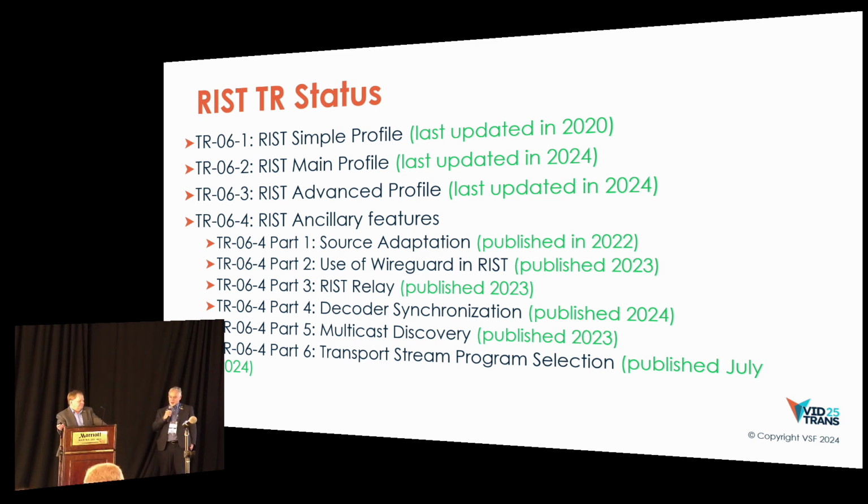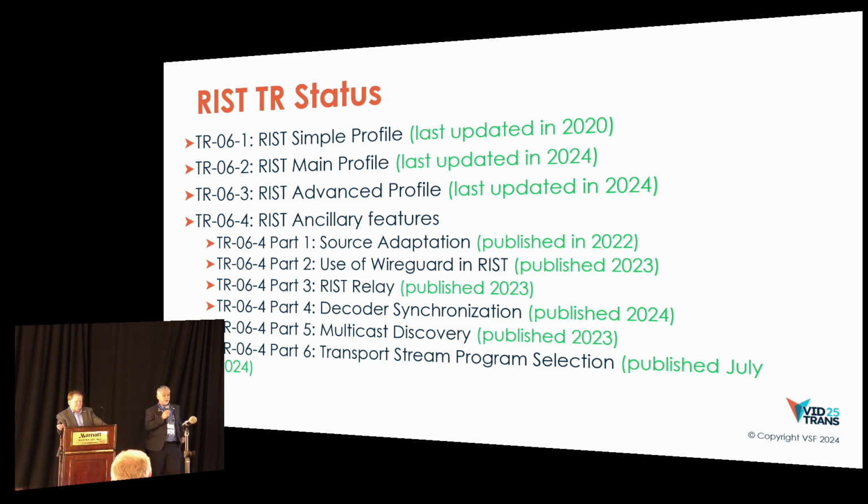So if I want to talk about them very quickly, part 1 source adaptation is basically modulating the encoded rate based on network conditions. They're actually very useful. Part 2 is WireGuard, if you don't like the main profile VPNs. Part 3 is RIST Relay, something that's becoming very, very important with stuff that's happening in the industry.